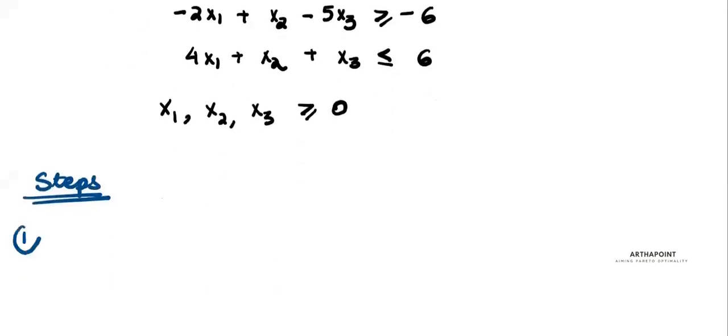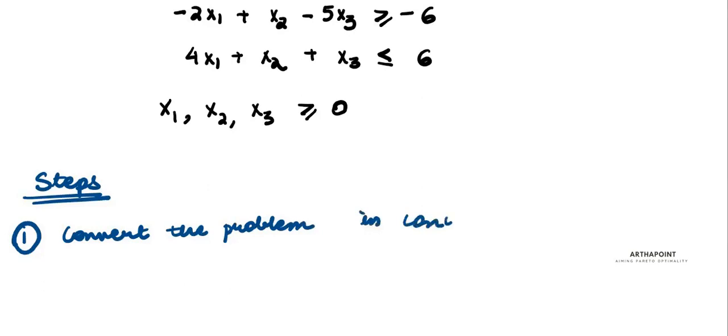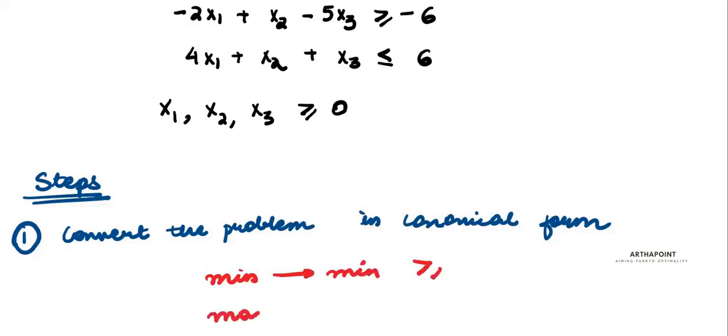Step 1: convert the problem into canonical form. What does it mean to convert the problem into canonical form? If it is a min, then you keep min with all the constraints greater than or equal to. If it is a max, you keep max with all the constraints less than or equal to. This is how you convert into canonical form.